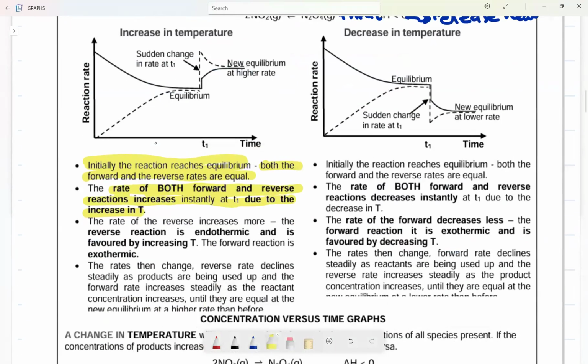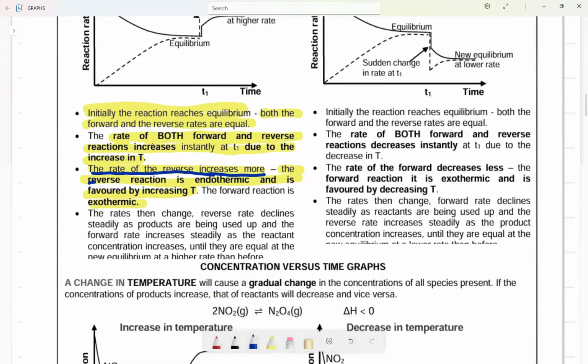Now they say the rate of the reverse reaction increases more. The reverse reaction is endothermic and is favored by the increase in temperature. Okay, the forward reaction is exothermic. That's fine. We'll look at that. But what's important is the one that increases the most. Can you see? Increases more, and it is the reverse again. The rate of reverse increases more. So it is the one that is favored.